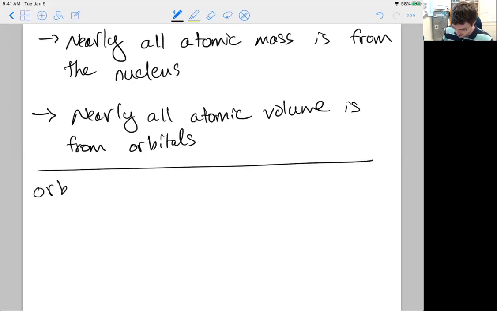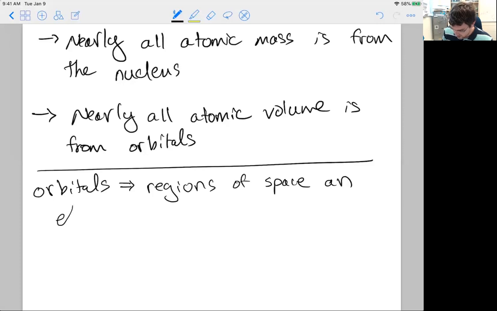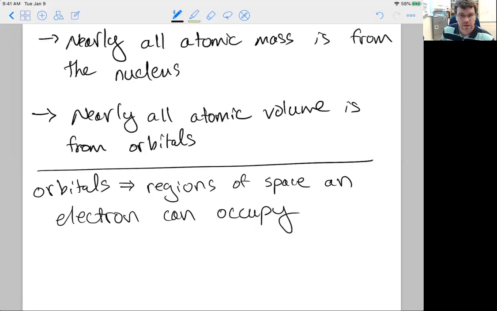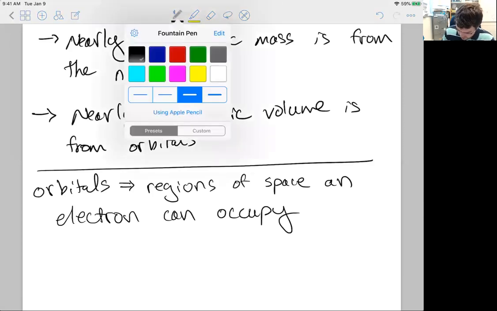So orbitals are regions of space an electron can occupy. So, regions of space that an electron can occupy. Okay, so there's a few words in here that are important.